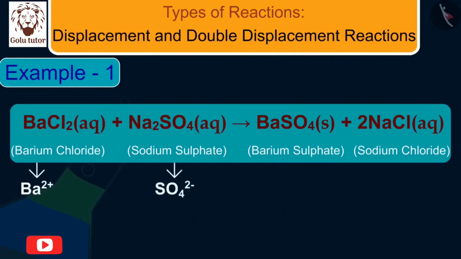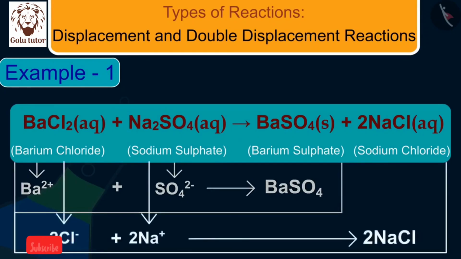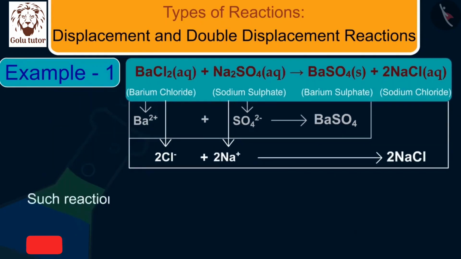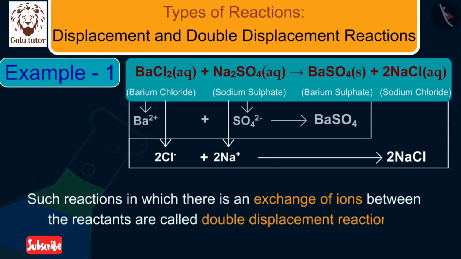The white precipitate of BaSO4 is formed by the reaction of SO4²⁻ and Ba²⁺. The other product formed is sodium chloride, which remains in the solution. Such reactions in which there is an exchange of ions between the reactants are called double displacement reactions.